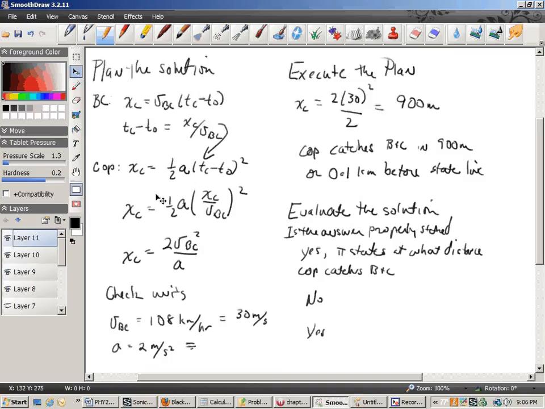And finally, I evaluate the solution. Is the answer properly stated? Yes, it states what distance the cop catches up. Is it unreasonable? No. And is the answer complete? Yes, that is all the information that I required.